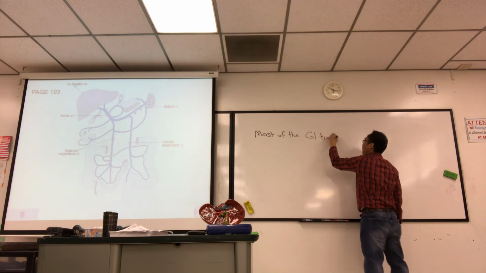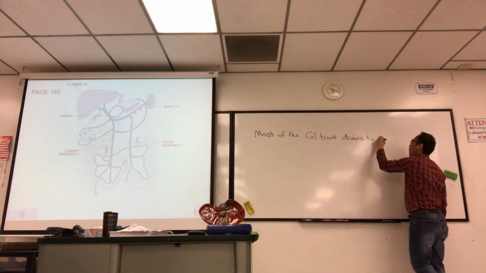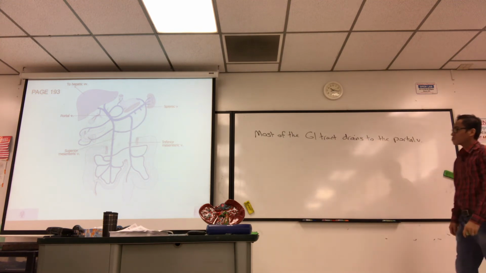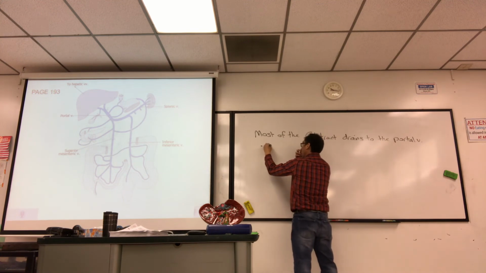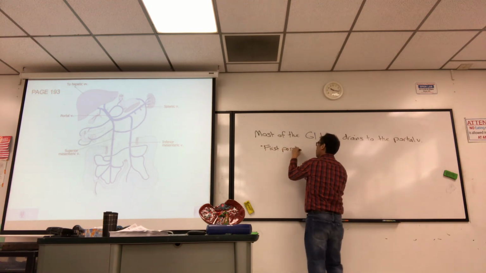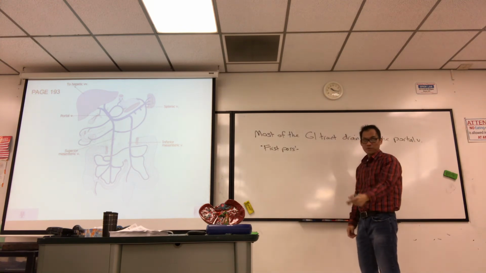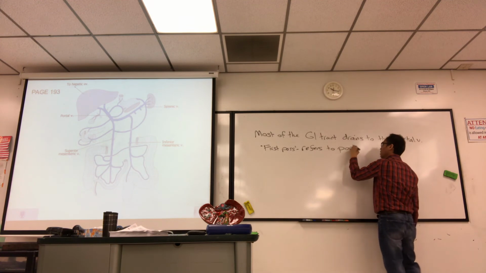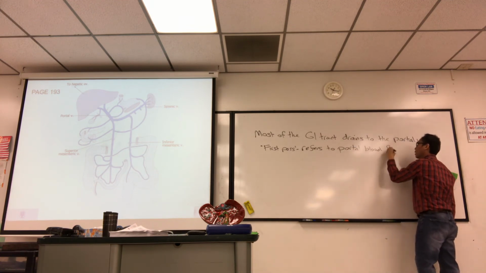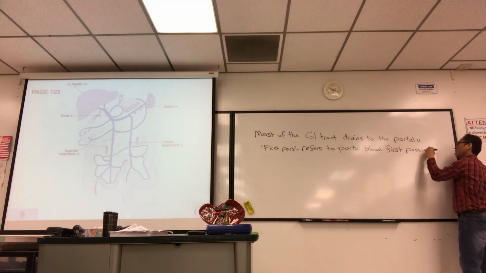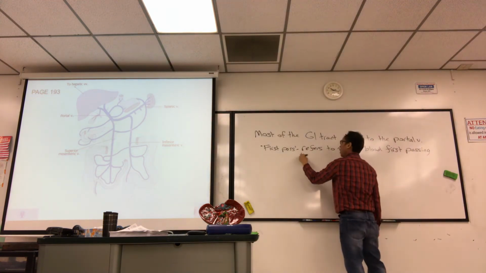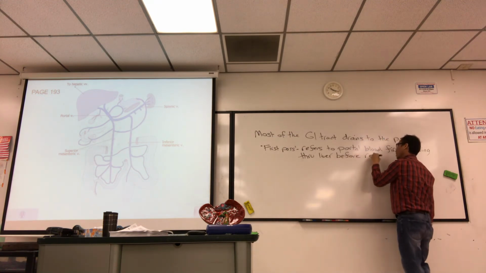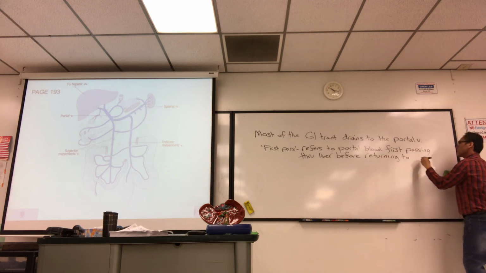Most of the GI tract drains to the portal vein. So the term first pass refers to portal blood first passing through the liver before returning to systemic circulation.